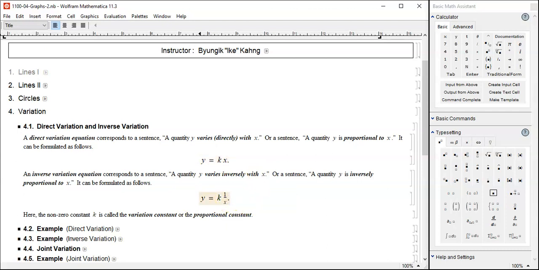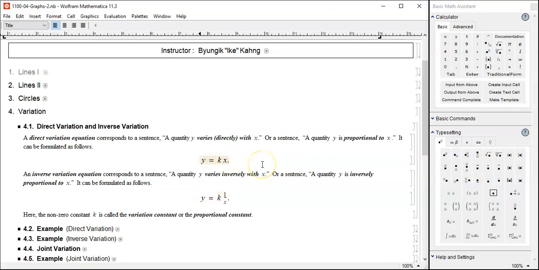Here's another example. This is called an inverse variation equation. y equals k times 1 over x, or simply y equals k over x. Depending upon the k value, you're going to get a couple of curves, a pair of curves.